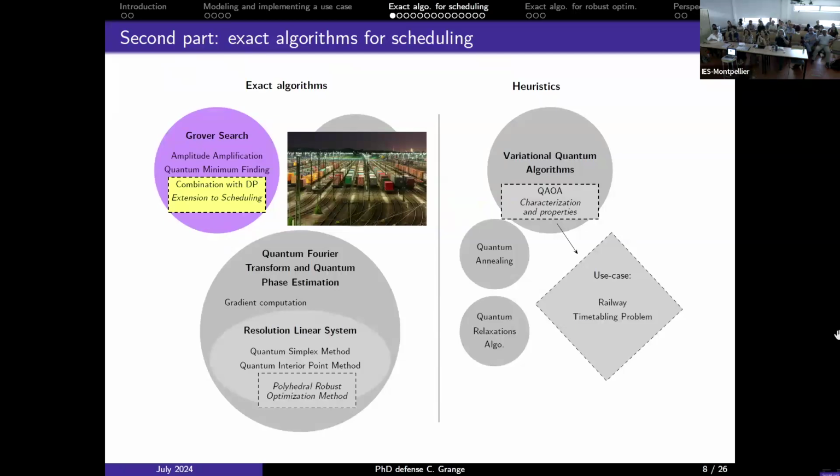Okay, so here we try to solve scheduling problems. Why? Well, because scheduling is important for companies such as SNCF. For instance, we can mention the freight marshalling yards, where carriages of freight are coupled and uncoupled, etc.